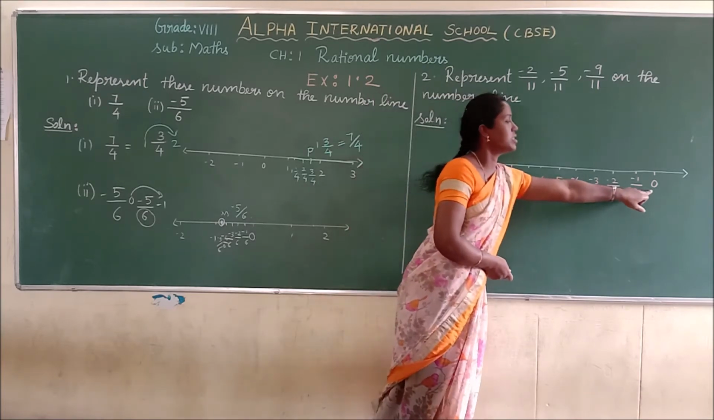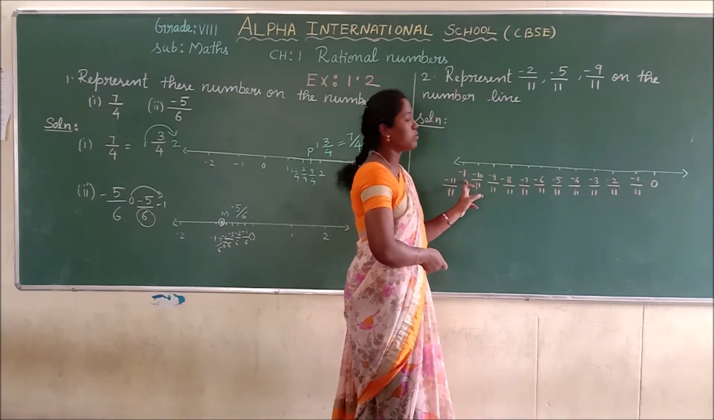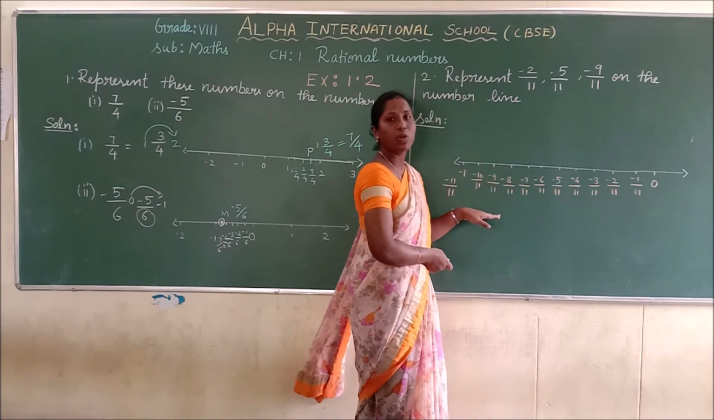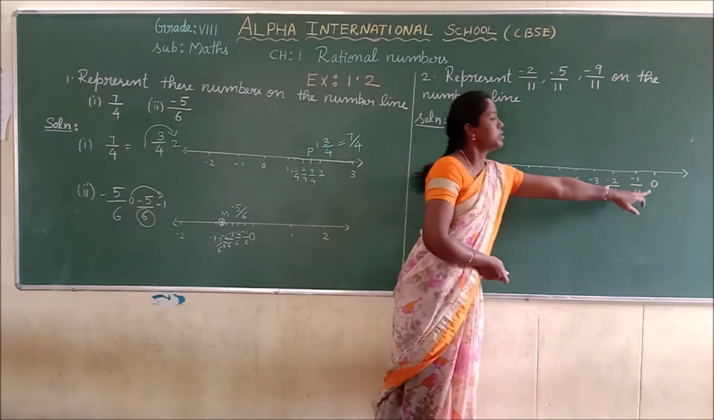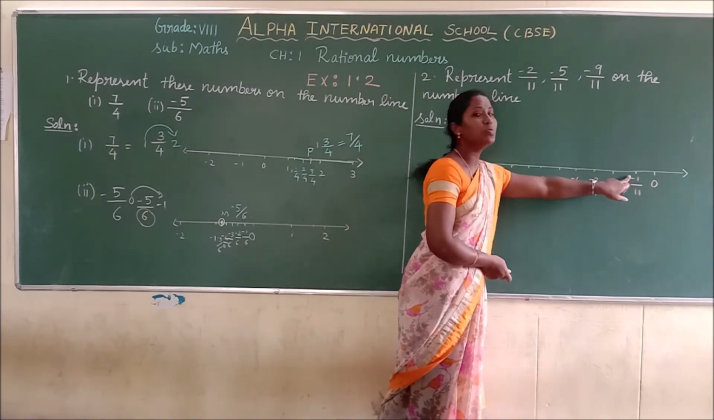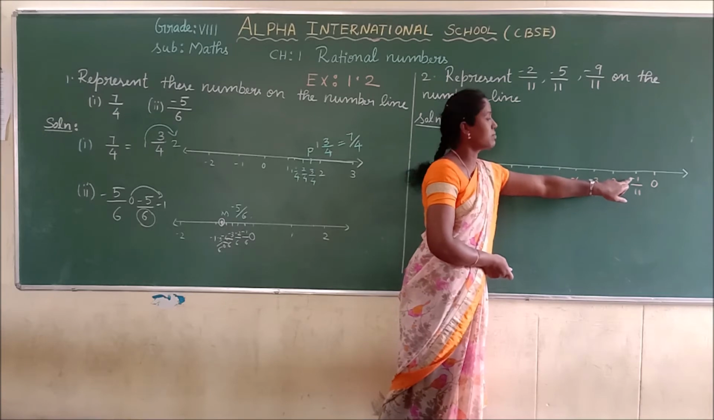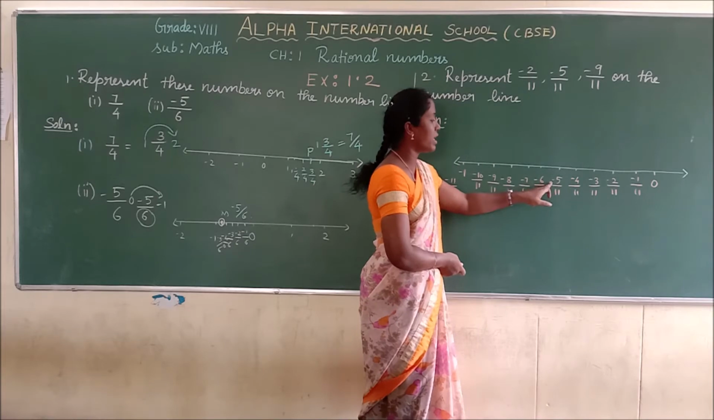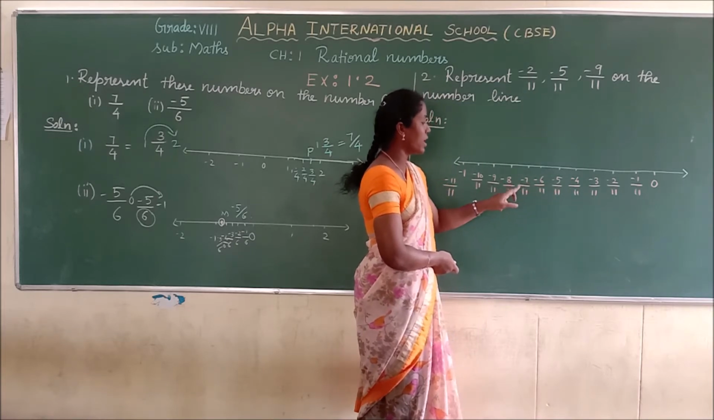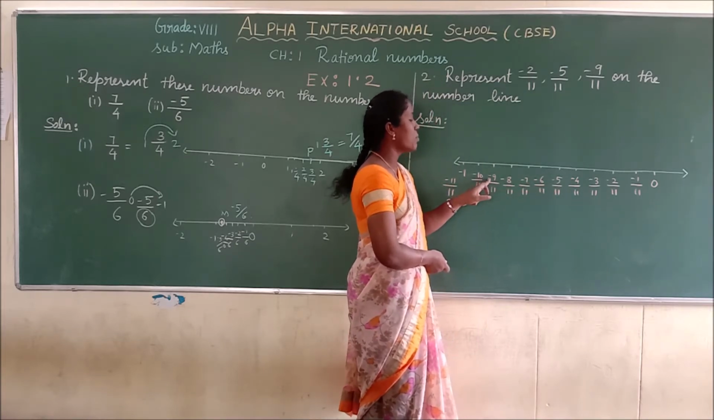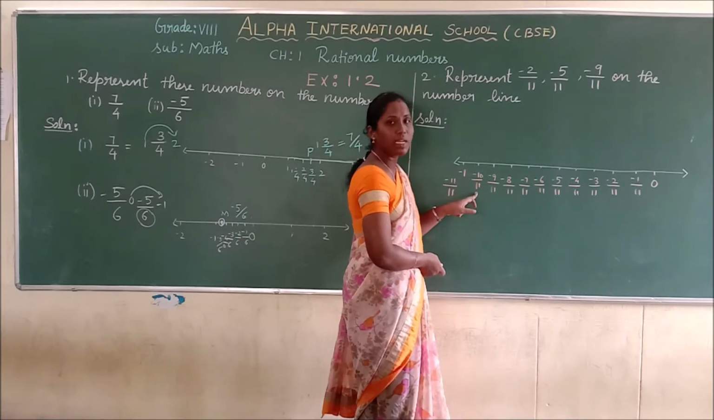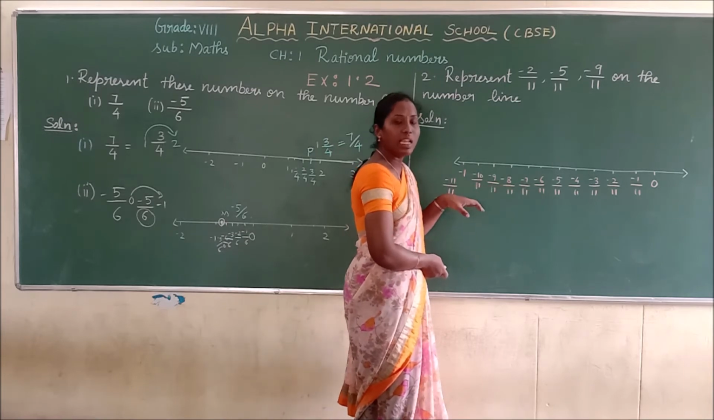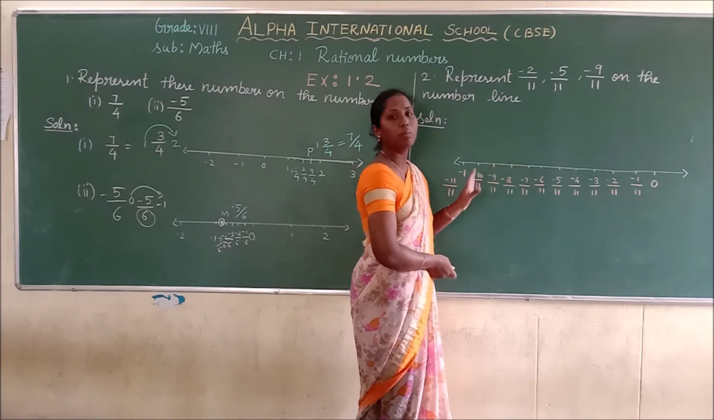So I am taking 0 and minus 1. We have to divide into 11 equal parts, so I am taking enough space between 0 and minus 1. Starting from 0, I have divided into how many parts? 11 equal parts. Minus 1 by 11, minus 2 by 11, minus 3 by 11, minus 4 by 11, minus 5 by 11, minus 6 by 11, minus 7 by 11, minus 8 by 11, minus 9 by 11, minus 10 by 11 and minus 11 by 11, it is minus 1. So we have divided into 11 equal parts between 0 and minus 1.